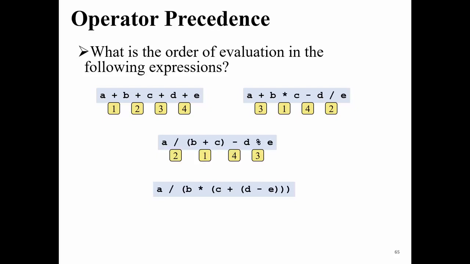Once you put in parentheses, you force Java to start from that location. As you can see, B plus C will start first. Then we go to the division, then we evaluate the modulus operation or remainder, and finally we do the subtraction. Now, the last one has nested parentheses. We start from the nested one, so D minus E, then C plus, then the multiplication, and the last thing we do is the division.